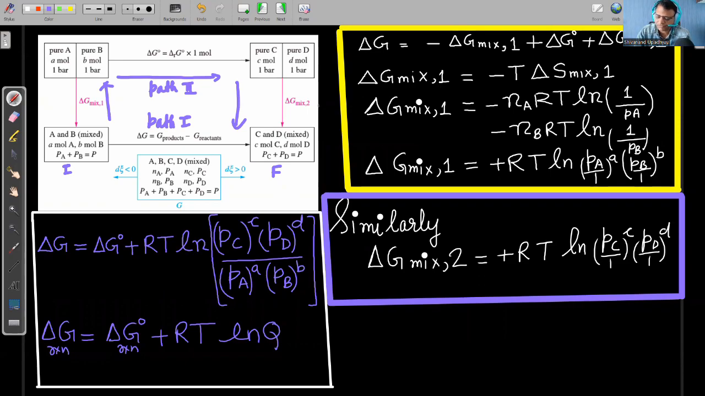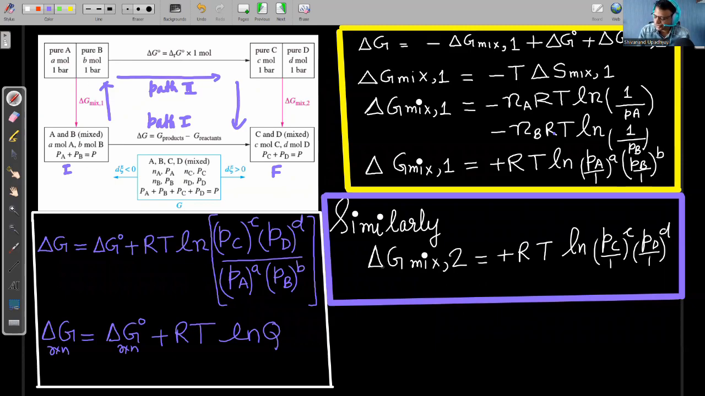So in delta G mixing 1, we have already discussed delta H mixing will be 0. And we are using the formula delta G mixing is delta H mixing minus T delta S mixing, temperature T and delta S mixing 1. Delta S mixing 1 is what? Delta S mixing of gas A plus delta S mixing of gas B. Delta S mixing of gas A, because the first term is 0, we can write nA R ln, initial pressure was 1 bar and final pressure is PA in the mixture. Same way for B, we can write nB into R ln initial pressure upon final pressure in the mixture. So this is change in Gibbs free energy on mixing from this pure form to this.